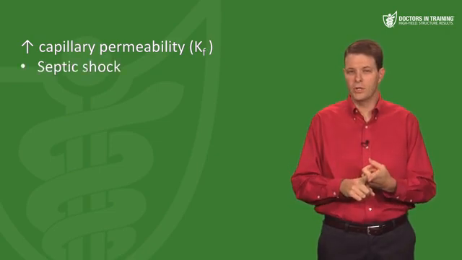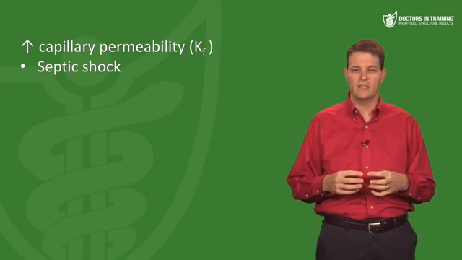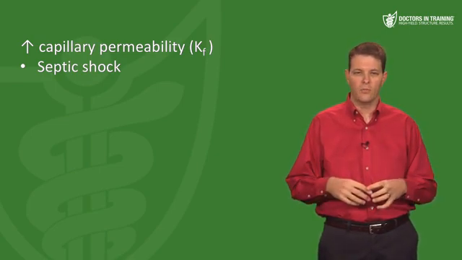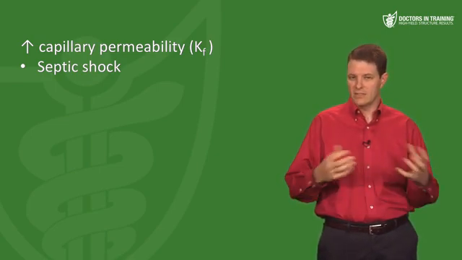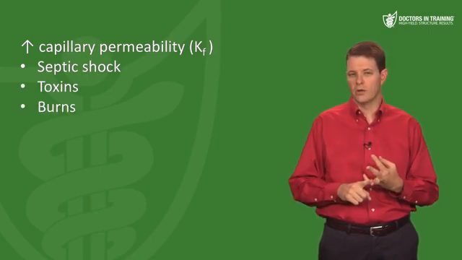A second major mechanism of edema is increased capillary permeability, because this increases that filtration constant, Kf. Now, septic shock will do this because of release of chemicals like histamine and bradykinin, which cause the capillaries to become leaky, which allows more fluid to leave the capillaries, and that leads to edema. And then certain toxins can do this as well, and so can burns.